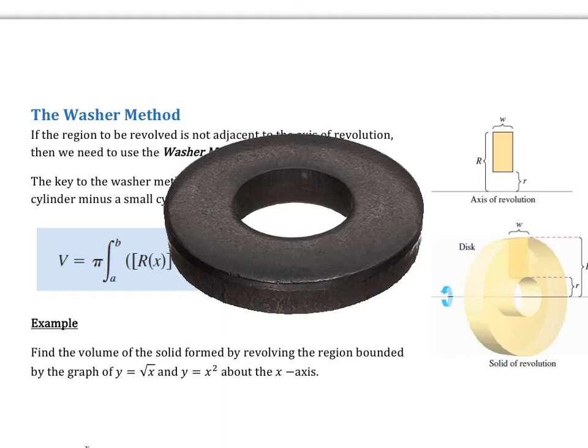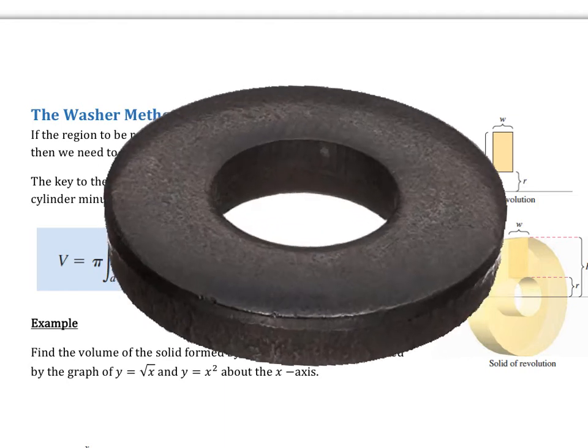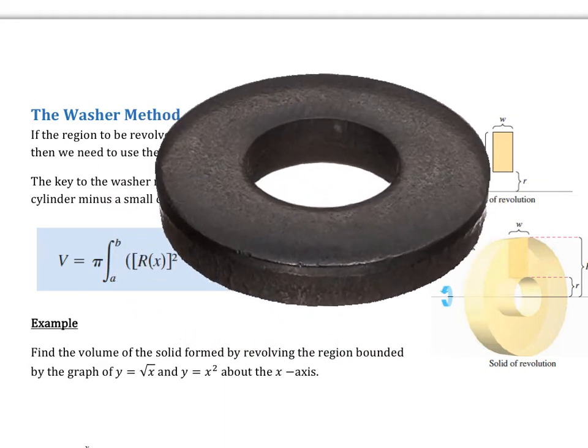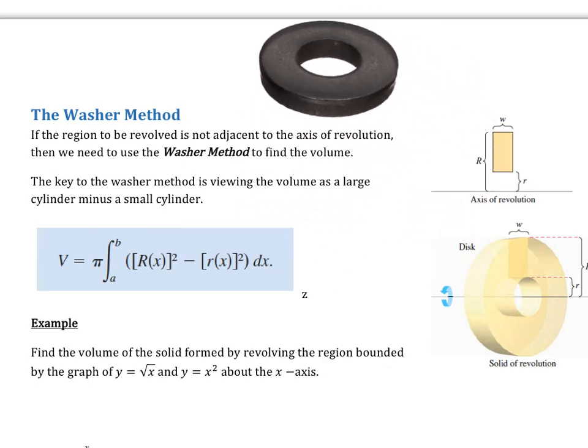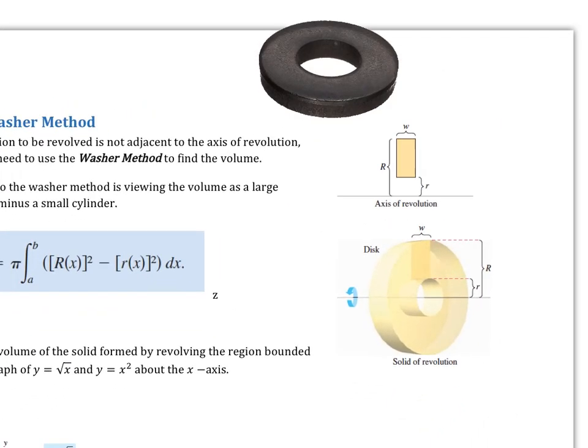Here's a metal washer, if you're not familiar with them. It goes around a bolt with a nut, so that's why we call it a washer. It's a little more interesting to think of it as a Cheerio or a donut.